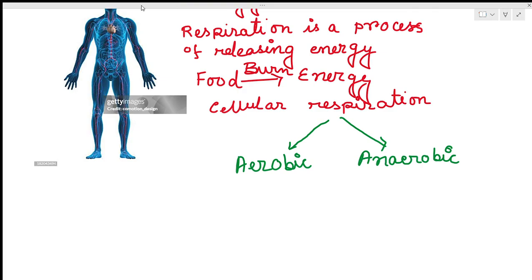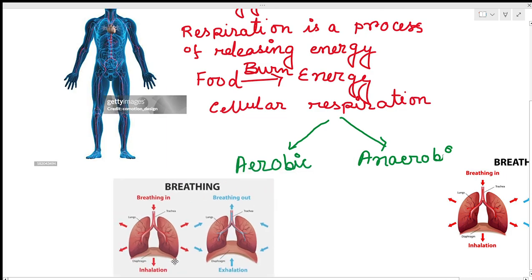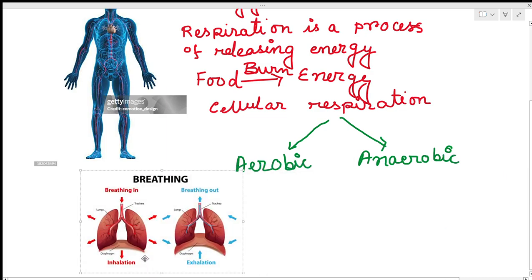Let us see the image. How do we get the oxygen? We get oxygen from the process that is known as inhalation. See, here you can see the image of inhalation. What is inhalation? Inhalation is nothing but getting in air that is rich in oxygen.